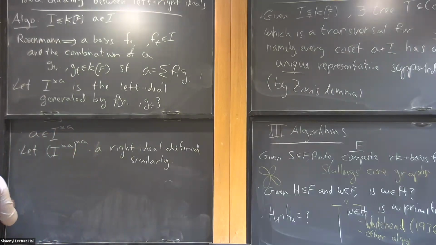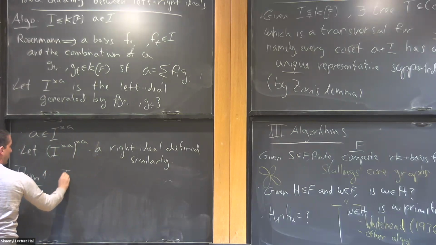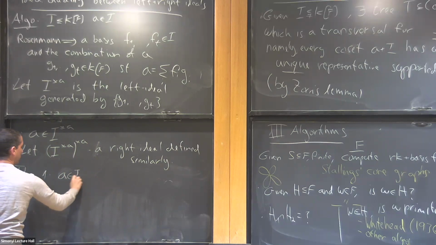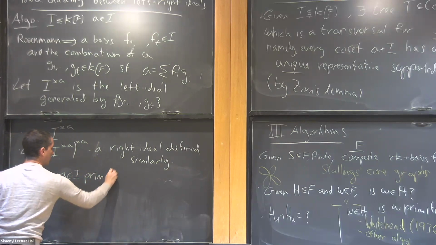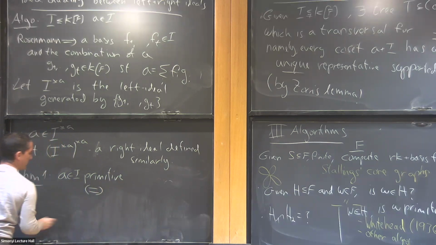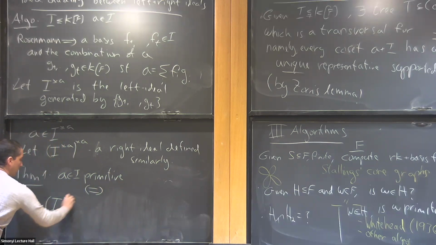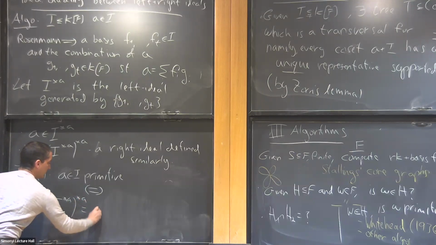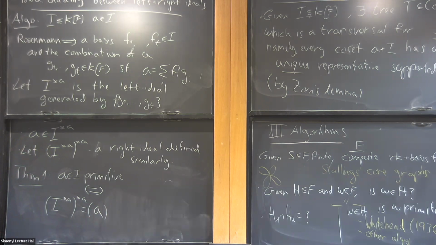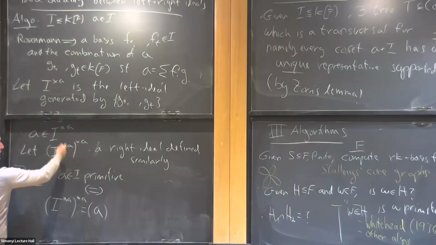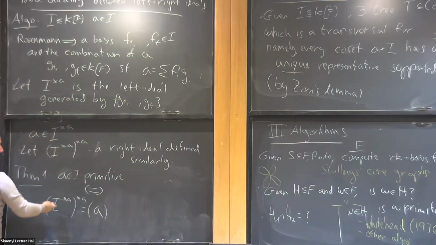And then we show, this is Theorem 1, that A is primitive if and only if this double dual is A, that is, what is generated by only A. And of course we can check that. We can take the duals because everything can be done by Rosenmann, and then by Rosenmann again you get the basis for this element, and it's very easy to see if two ideals are the same or not.